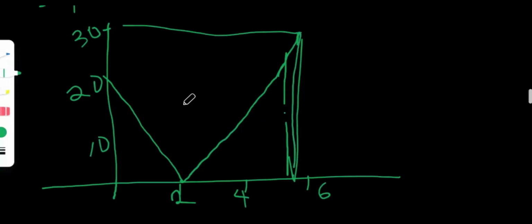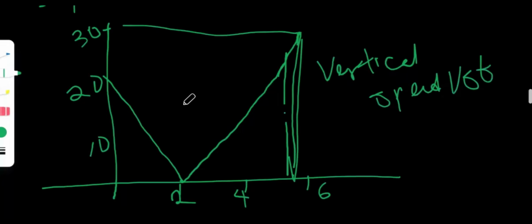Okay, so this is going to be the vertical speed versus time. That is the graph for the vertical speed versus time. So this is the end of our problem today.